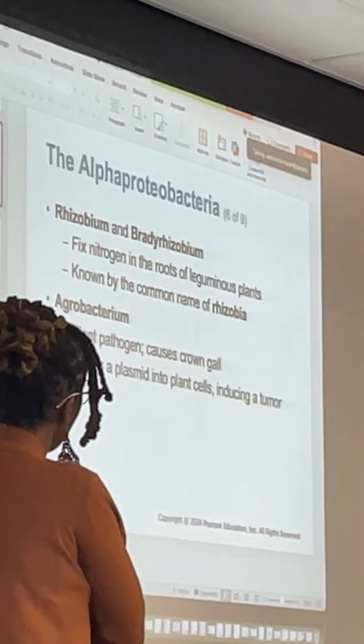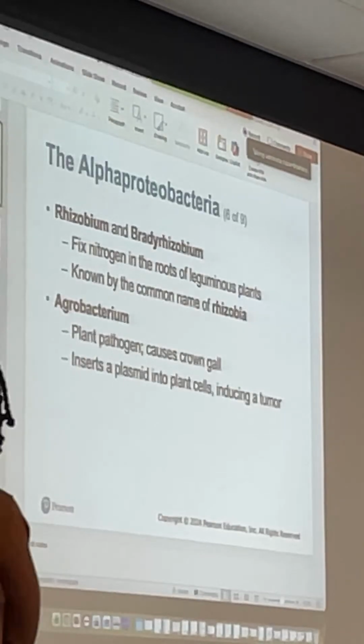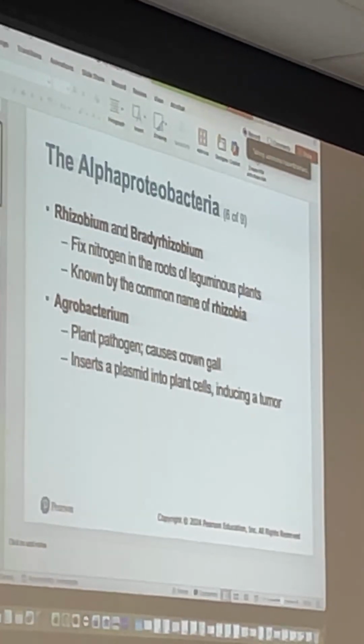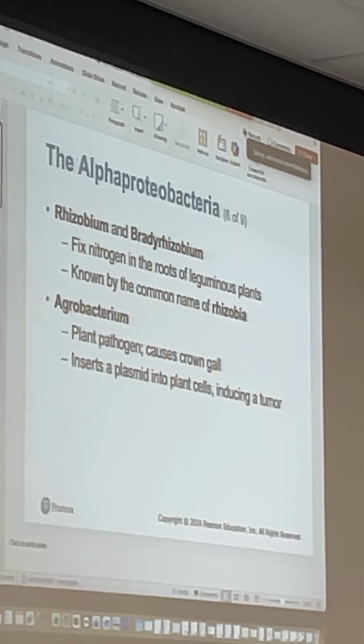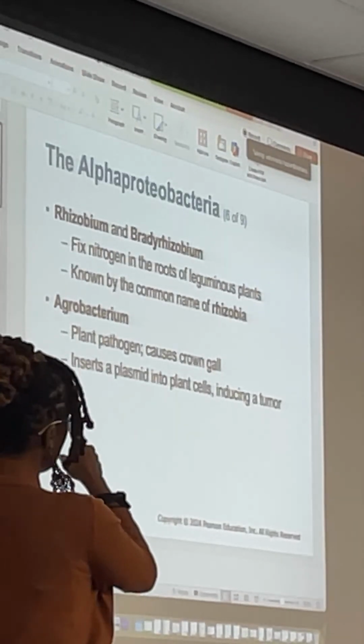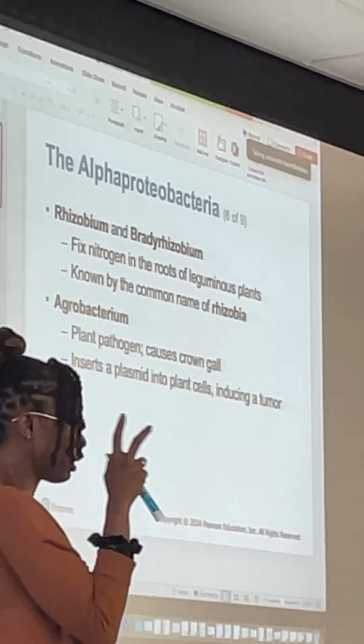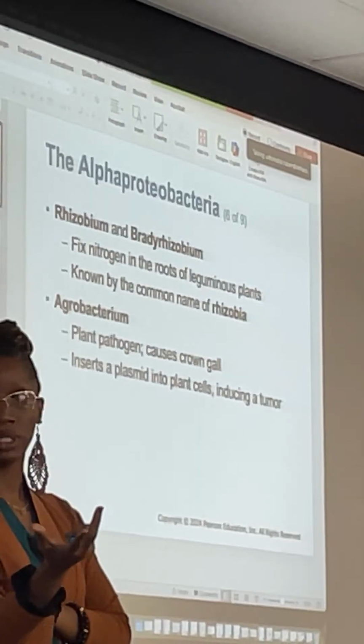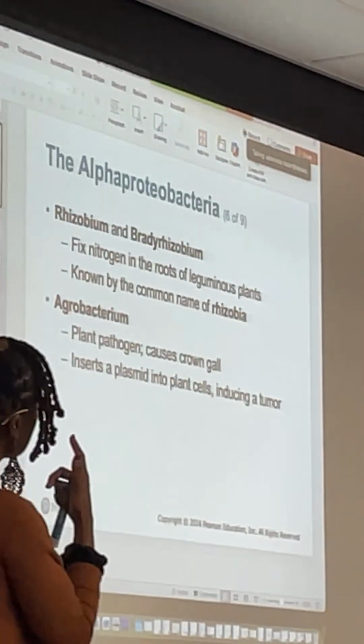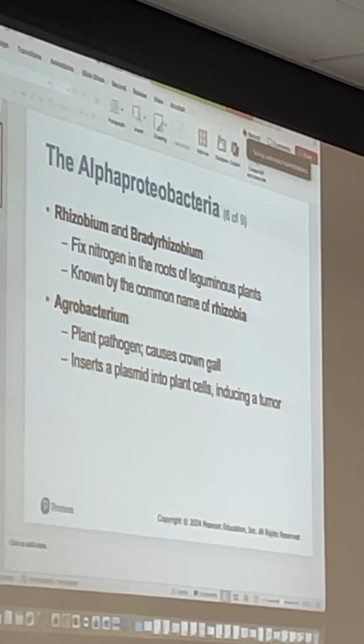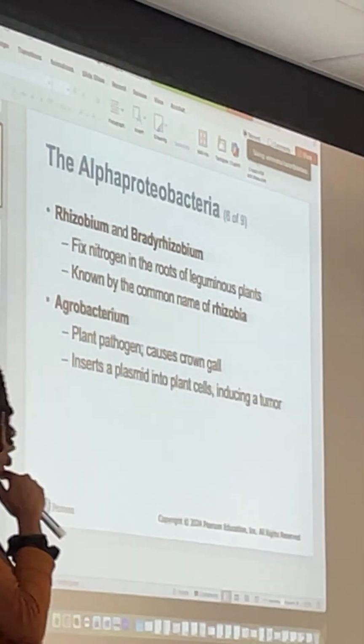With Rhizobium and Bradyrhizobium, they're going to be working with nitrogen fixation. Remember I talked about how atmospheric nitrogen is not really useful for organisms, not for plants. So this atmospheric nitrogen is converted by bacteria into a useful form for our plants to use. They're going to fix the nitrogen in the roots of the leguminous plants, the legumes, and that's great for the plants because they now have that resource. This group of bacteria is known by the common name Rhizobia.